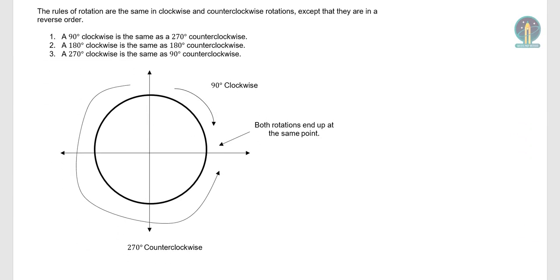Okay, the rules of rotation are the same in clockwise and counterclockwise rotations, except that they are in reverse order. So a 90 degree clockwise rotation is the same as a 270 degree counterclockwise. A 180 degree clockwise is the same as 180 degree counterclockwise, and 270 clockwise is the same as 90 counterclockwise. So each pair of these ends up at the same point. Okay, the end result is the same.